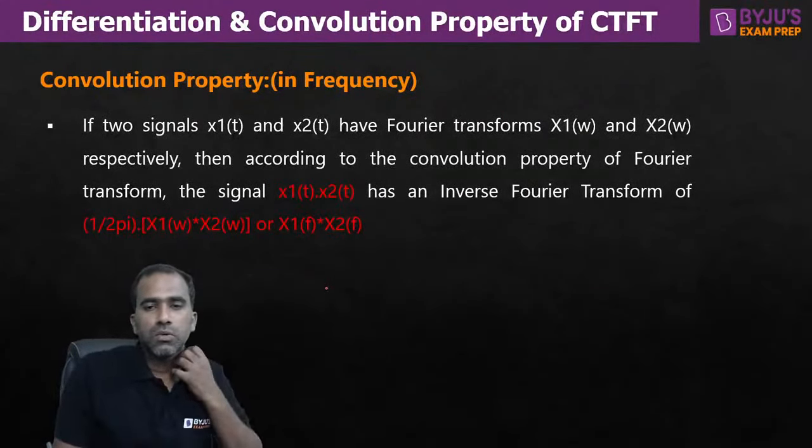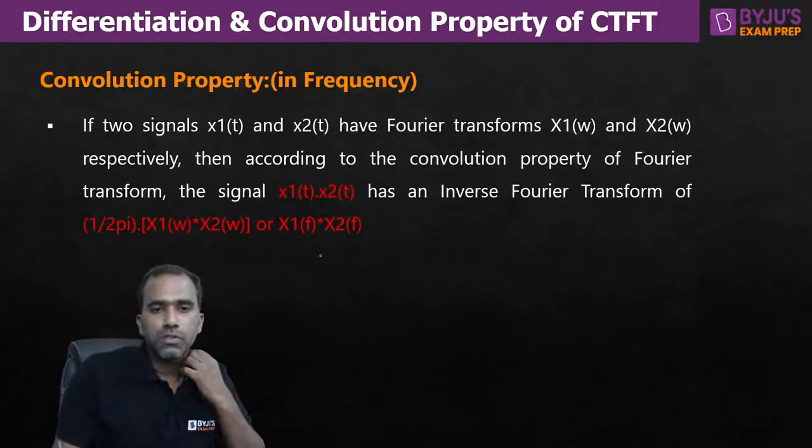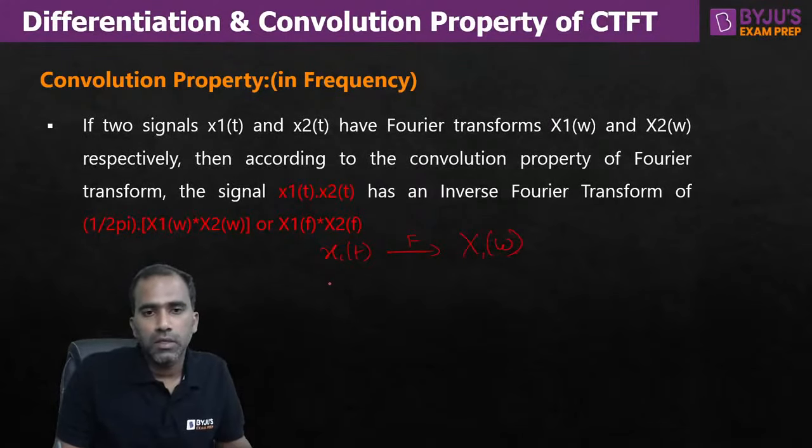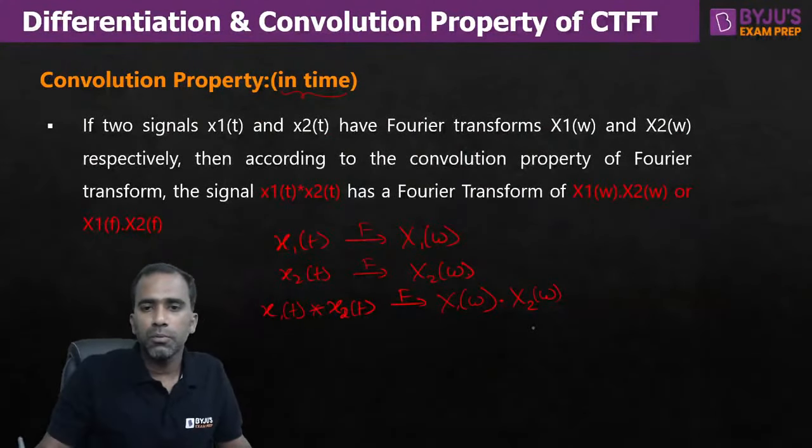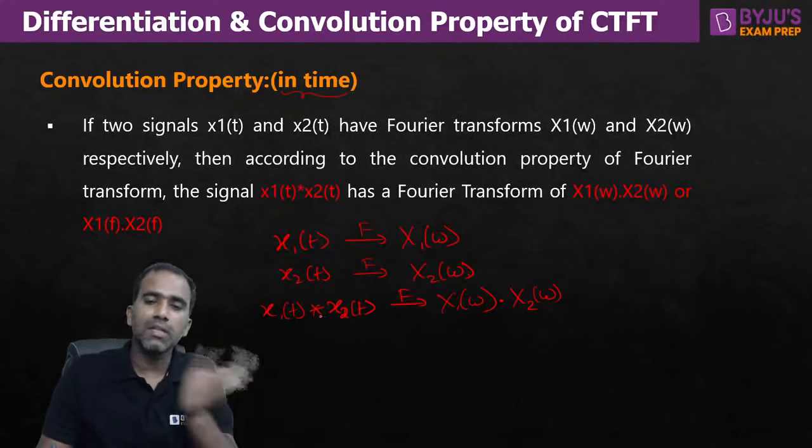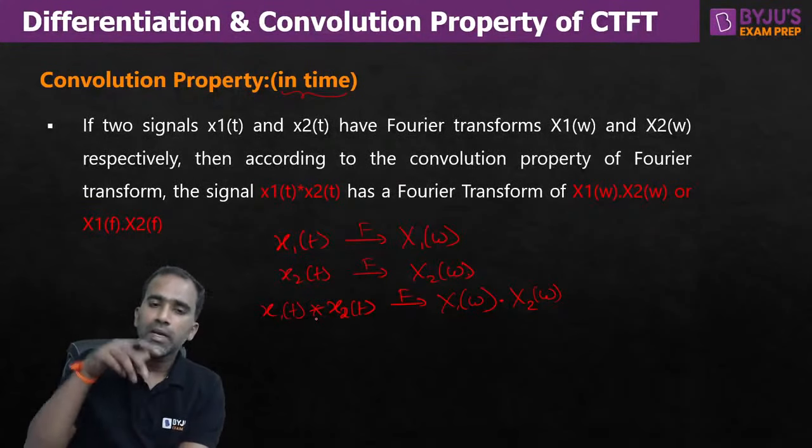Next, what about the convolution property in frequency? Let's say x1 of t has a Fourier transform x1 of omega and x2 of t has a Fourier transform x2 of omega. Now they're asking us to find what happens if you take the product in the time domain. From the previous property you could have understood that a product in the frequency domain is convolution in the time domain. Similarly, since the Fourier transform satisfies the duality property, if you do a product in any one domain, in the other domain it should definitely be convolution. Convolution in one domain, product in the other domain.